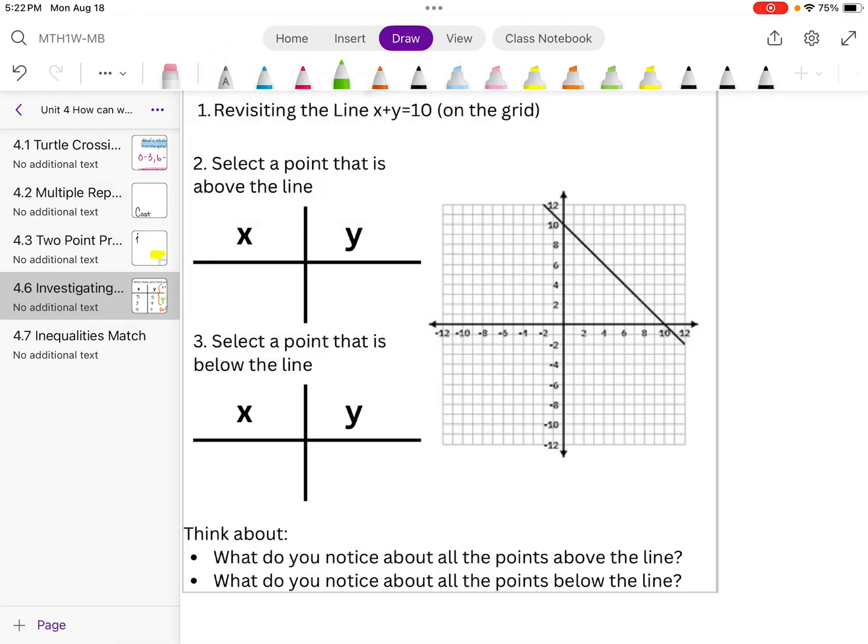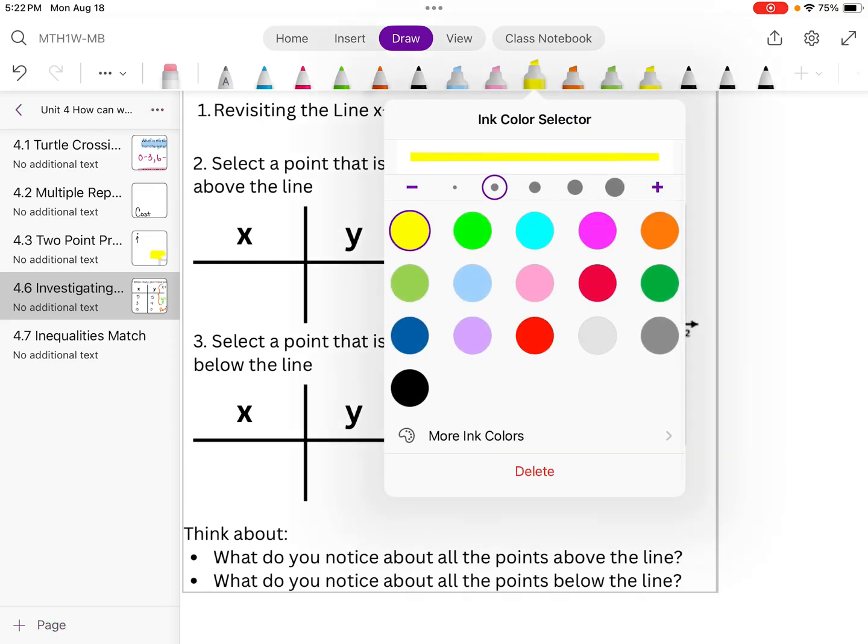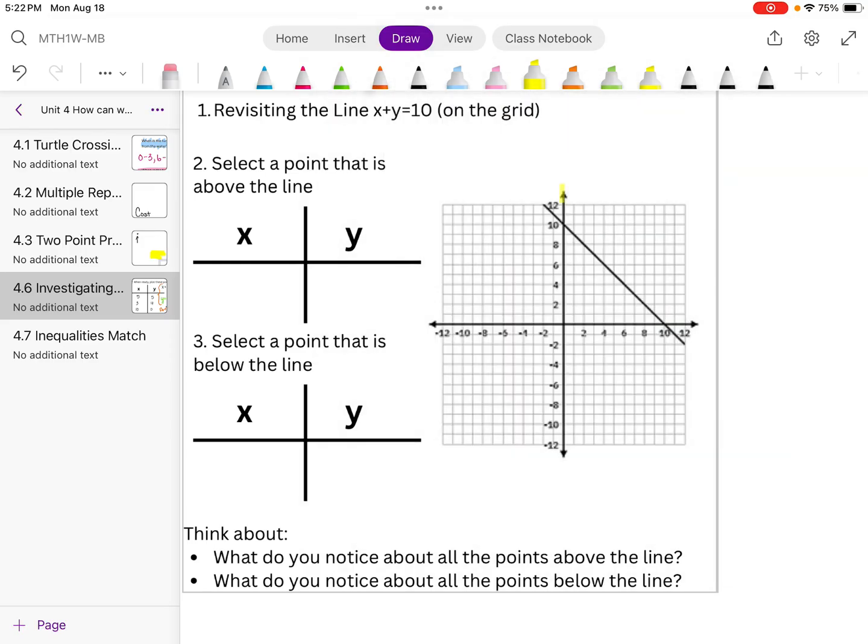Okay, so when I'm talking about above the line, I'm talking about this part of the graph. Oh, that one's hard to see. Let me get a different color highlighter. Let's see if I can make it. This part of my graph. Okay, so if I pick some points in that upper part of the graph, so for example, I might pick 10 and 10. That's above the line. Or I might pick the point 6 and 8. That's above the line.